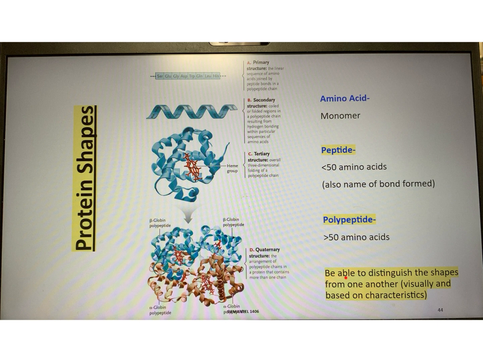So here where it says be able to distinguish the shapes from one another, if I gave you this image and I asked you what structure that was, I need you to know that it's primary. If I gave you this image and I said, what structure is this? You need to be able to tell me that it's quaternary. So that's what that side note means.